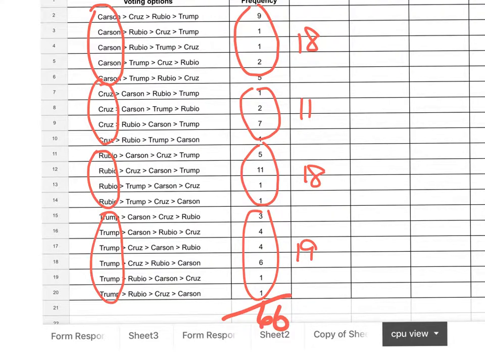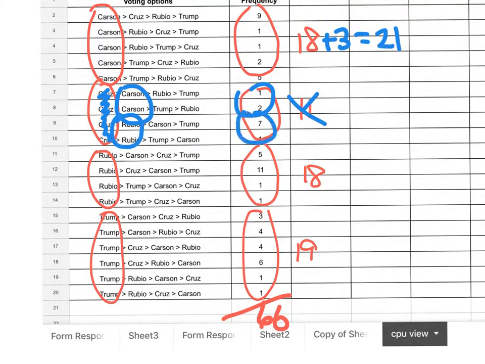So, if we do this, one way we can do a runoff election is to eliminate the one that gets the least first place votes. So basically, Cruz is out of the running. That means these 3 votes go up here to Carson. That means these 8 votes go to Rubio.